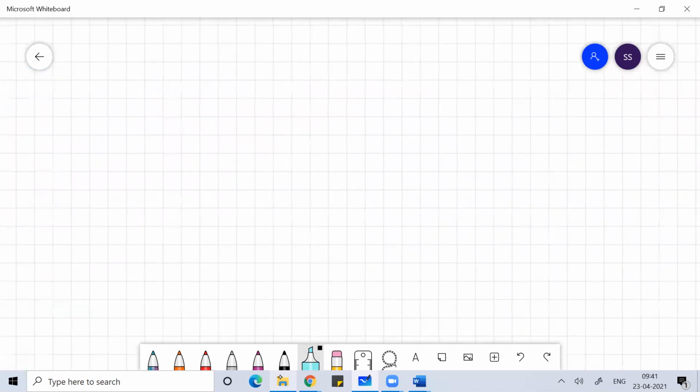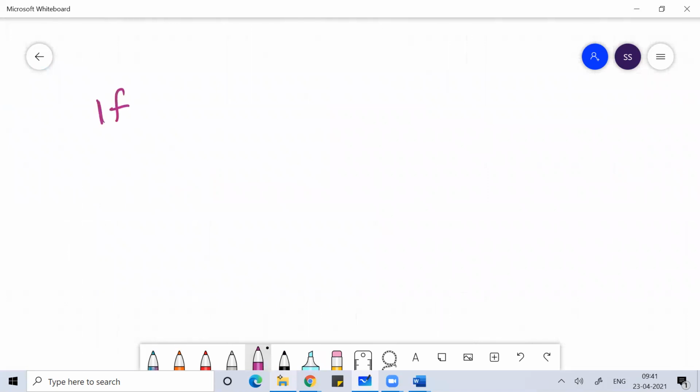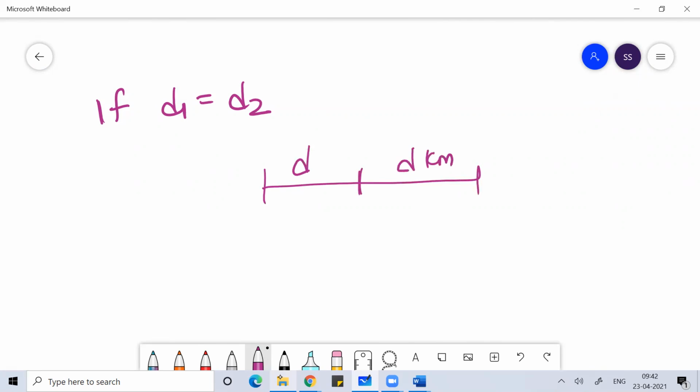Here are the shortcuts you should remember in the average speed concept. If d1 is equal to d2, the distance you are covering is the same. Suppose the distance is d kilometers, the speed when you move the first d kilometers is x kilometers per hour, and the speed when you move the second d kilometers is y kilometers per hour.